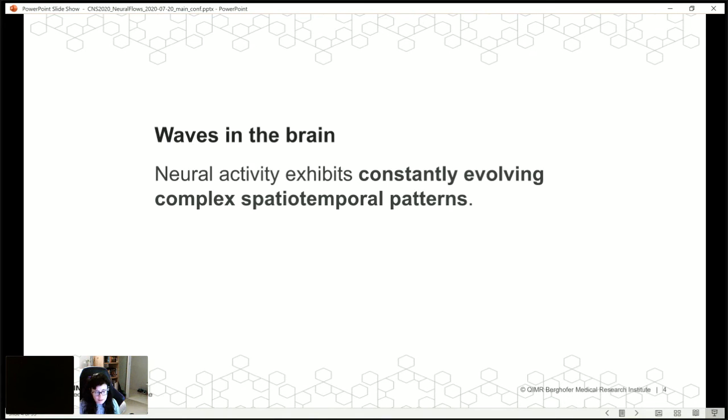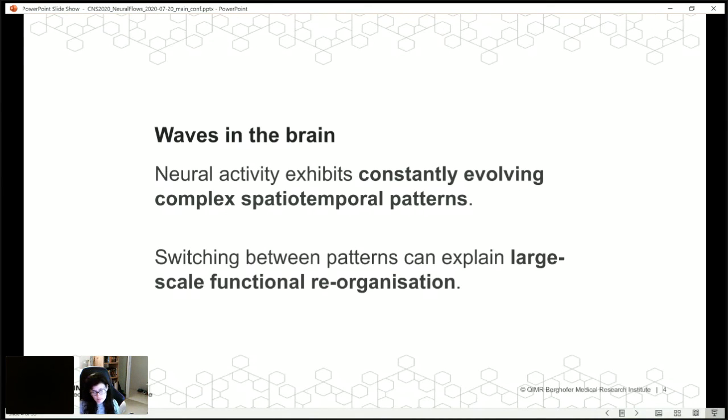And the switching between these patterns, which we sometimes call brain states, can explain large-scale functional reorganization. And what do we mean by this large-scale functional reorganization? Well, when your brain activity reconfigures because you're doing different tasks, for instance, like speaking now, or maybe looking at some window, or answering some SOS message from some speaker that cannot put her slides up.